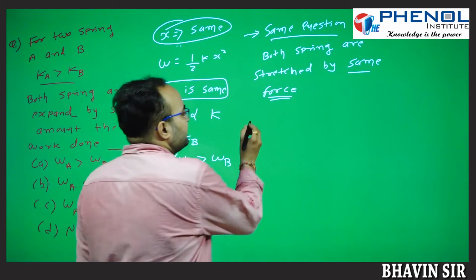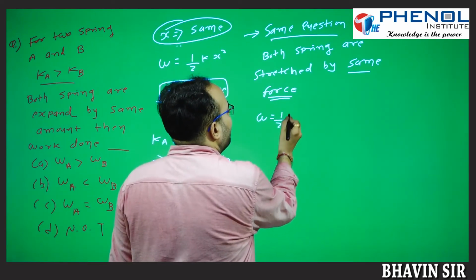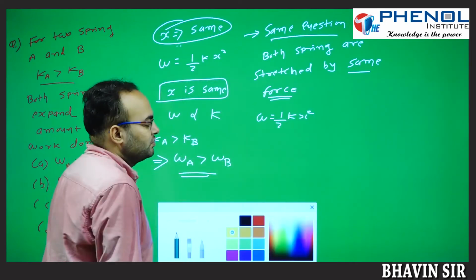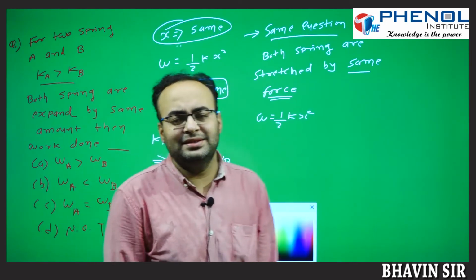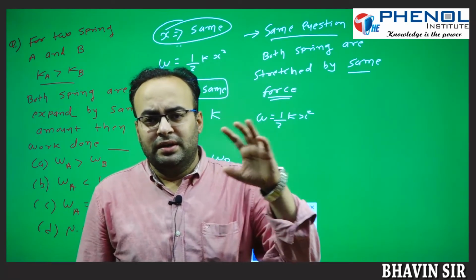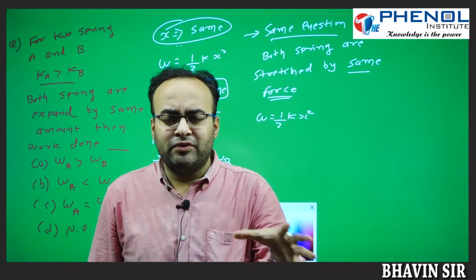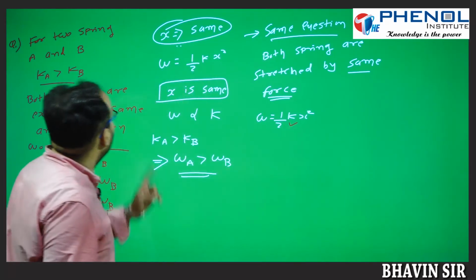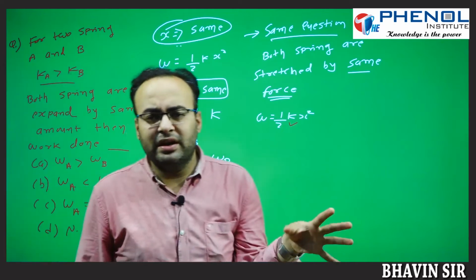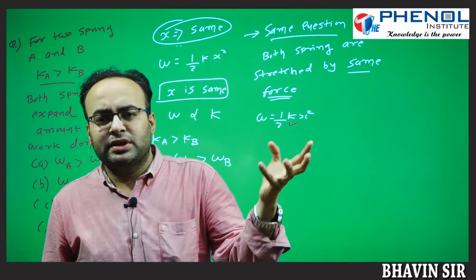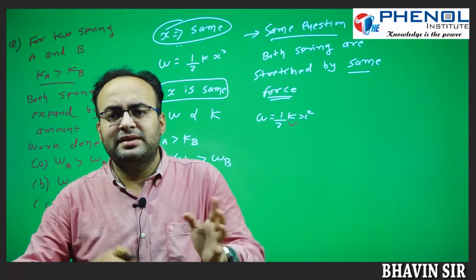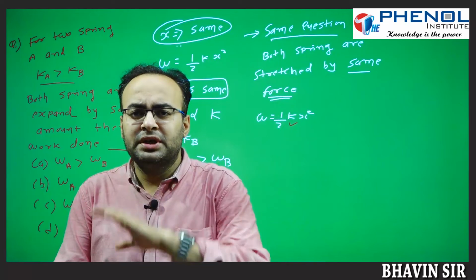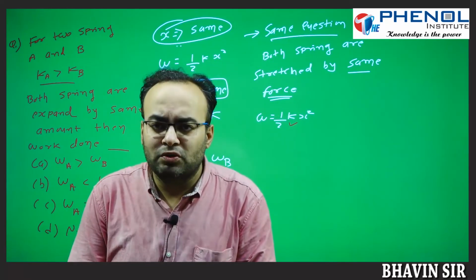So see students, what is the formula of work done? Half kx square. But see students, now here x is not the same but force is the same, so in your formula force must be applied. We know the relation of k, ka is greater than kb, but here we do not know the relation for displacement. We do not know which spring has more displacement, but which quantity is the same? Force. So here you have to introduce force, students.